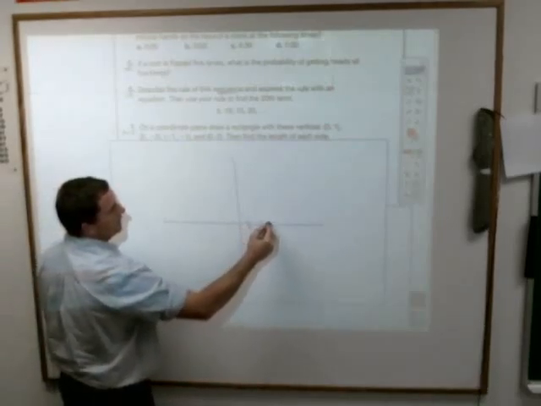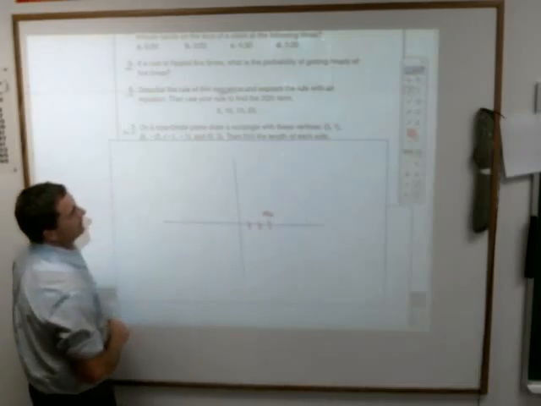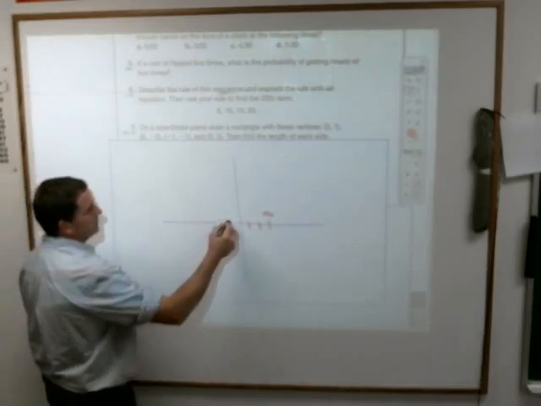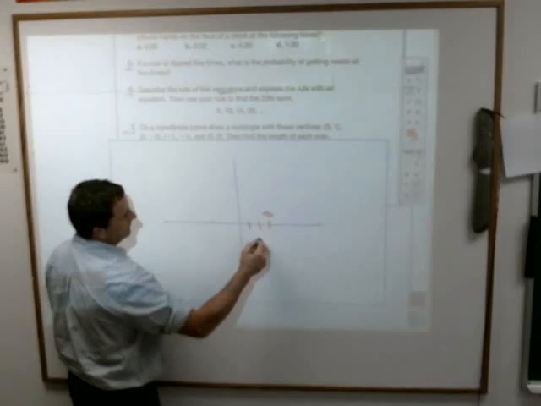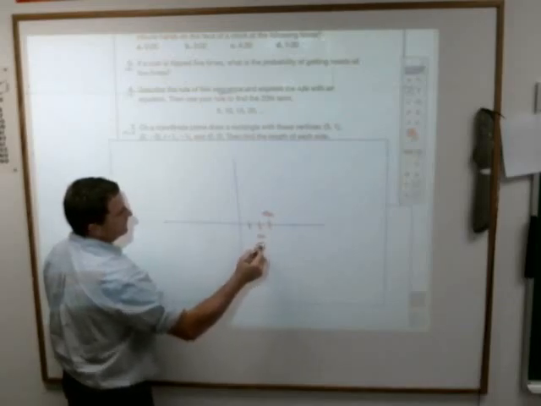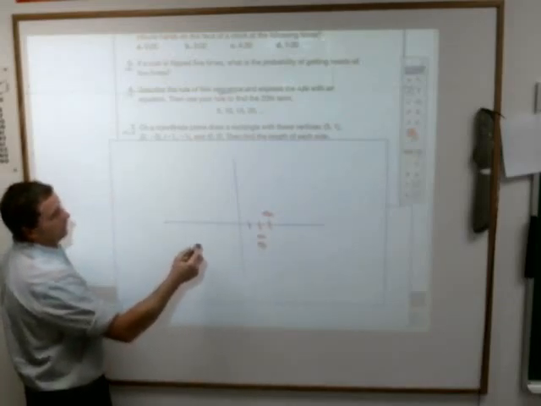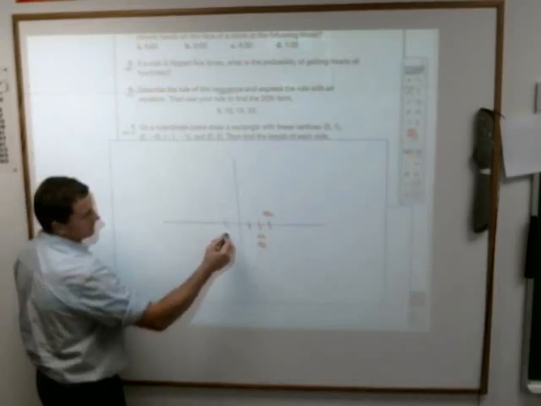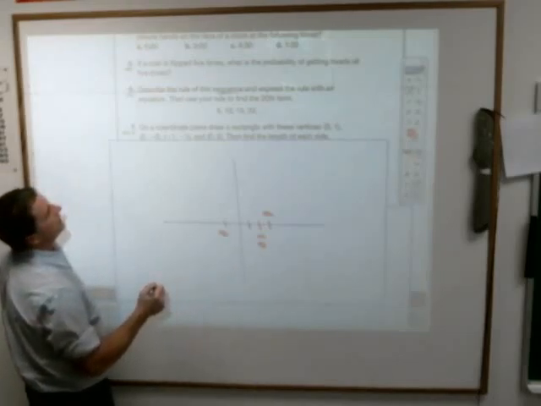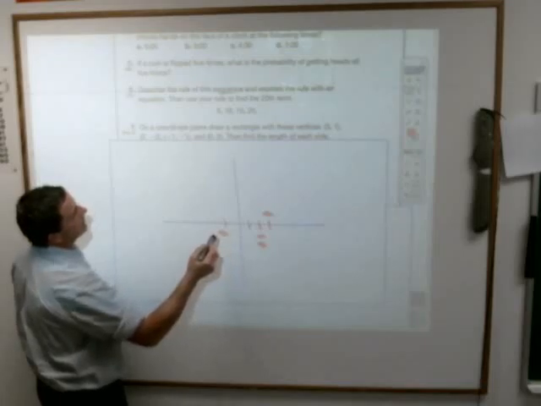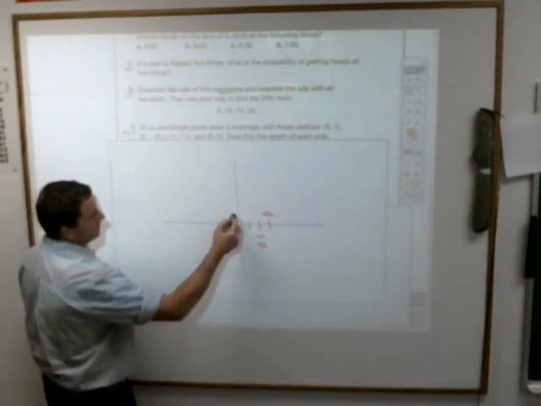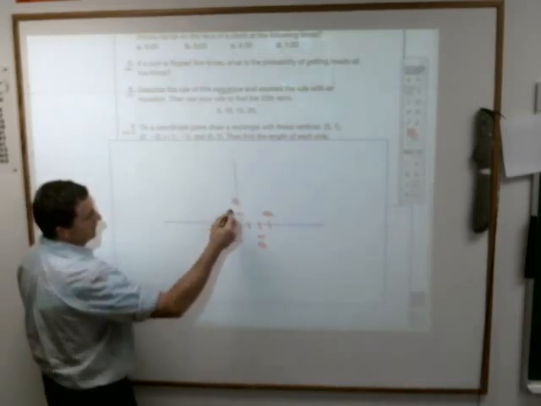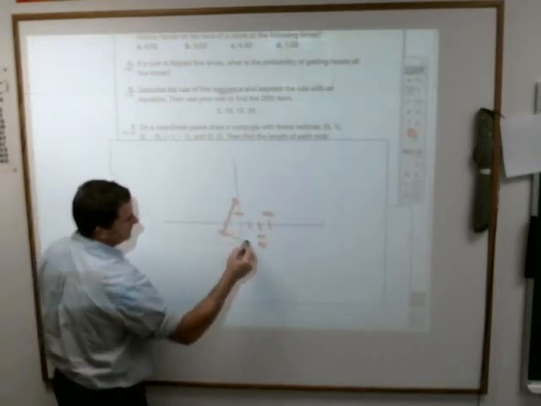Vertices of 3, 1. So you should have a dot there, correct? 2, negative 2. Is that right? Dot right there. Negative 1, negative 1. Dot right there. And a negative 1, 0, 2. Right there. And you end up with this shape right here, correct?